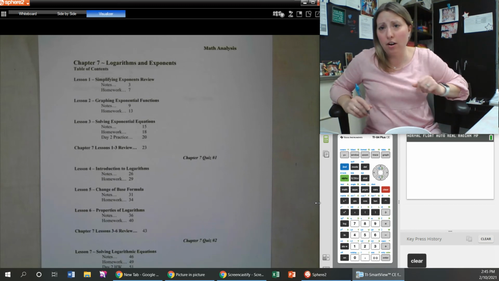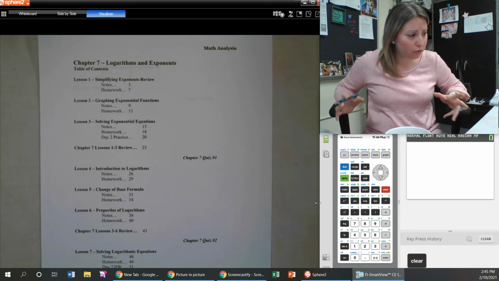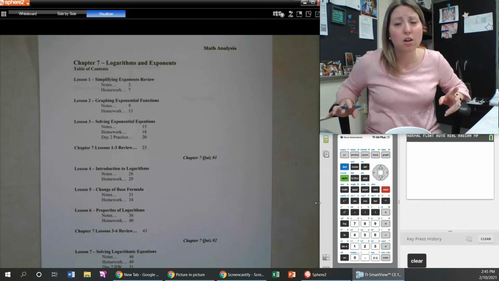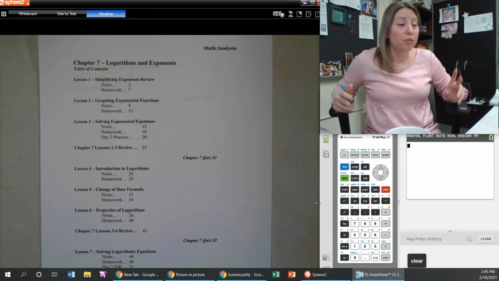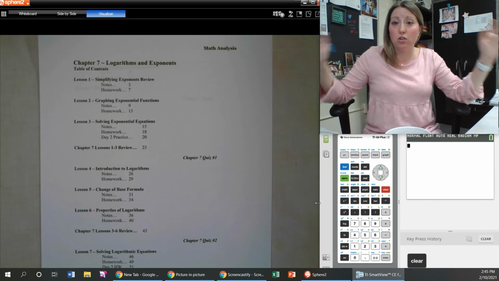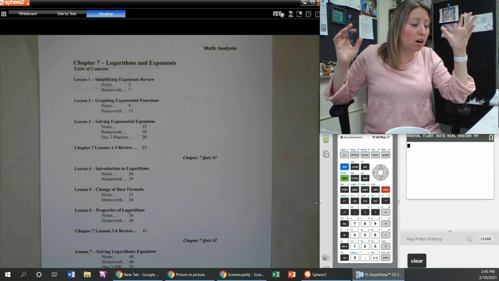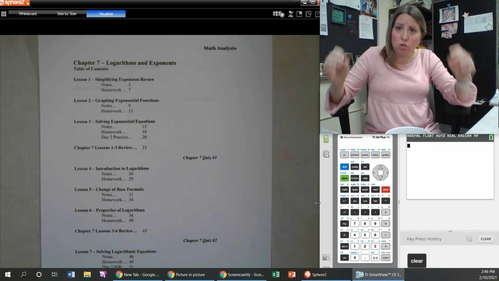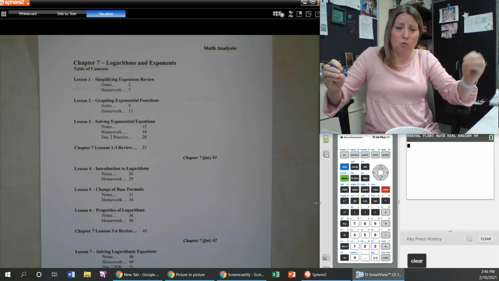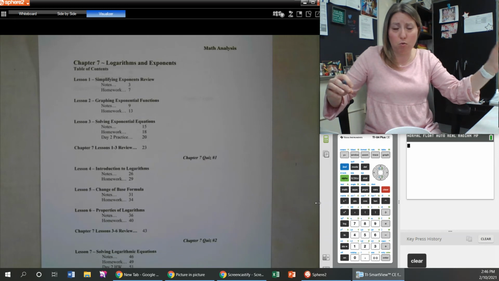But before I get started on Lesson 1, let's do an overview of what we're going to see in Chapter 7, which is logarithms and exponents. So, the basics of what you need to know is that logs are exponents and exponents can be written as logs. So, since that is the case, we need to start out with some exponents review.